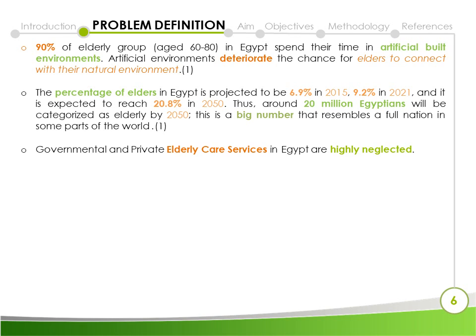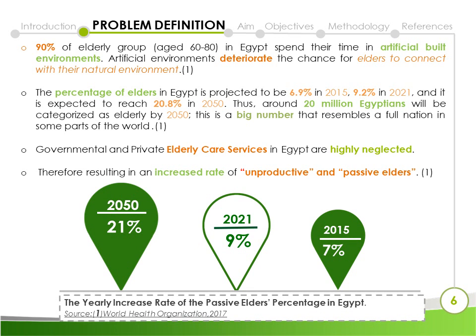Governmental and private elderly care services in Egypt are highly neglected and therefore resulting in an increased rate of unproductive and passive elders. The following diagram shows how the yearly increase rate of the passive elders percentage increase, as I actually just mentioned. And it shows how year by year this percentage will reach 21% by 2050. And this is all according to the source World Health Organization, year 2017.